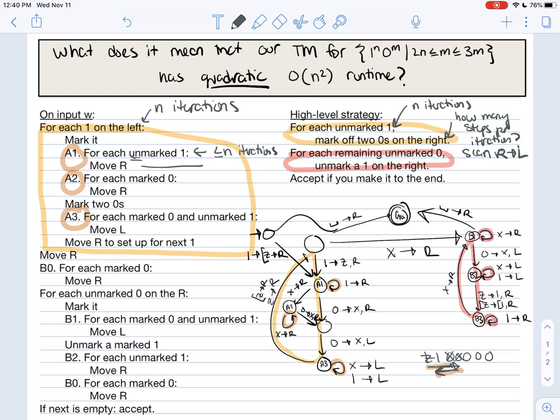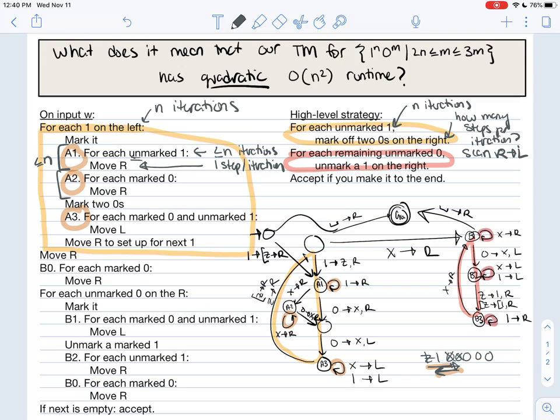And now if we look inside this for loop, it's finally really simple, and we don't care about n anymore, because the number of steps that are necessary to process for each unmarked one is just a single step. We're just going to move right whenever we see an unmarked one. So this is one step per iteration. And so what that means is that the entire portion of the A1 process contributes at most n steps.